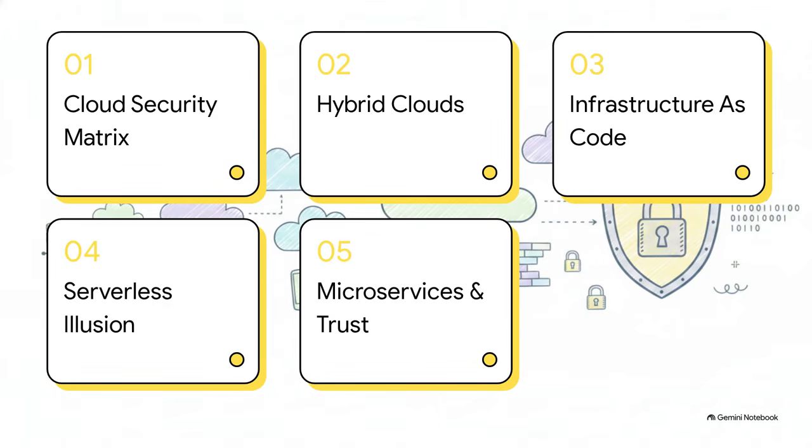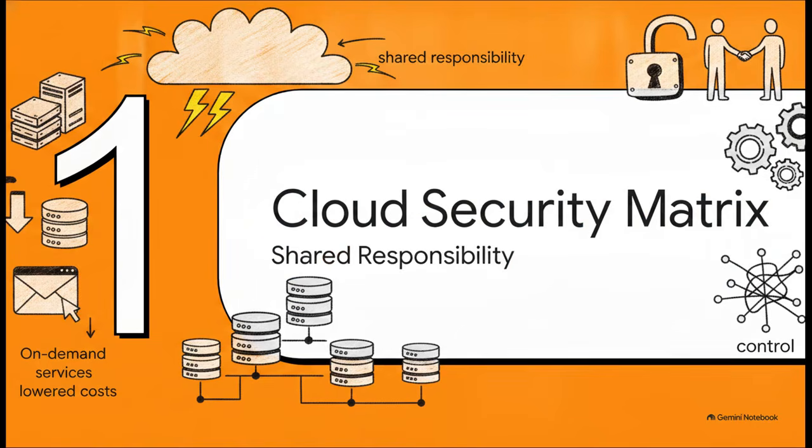Here's our roadmap for today. We'll be hitting the cloud security matrix, navigating hybrid clouds, infrastructure as code, the serverless illusion, and finally wrapping up with microservices and zero trust. Let's start with part one, the cloud security matrix, and this really important idea of shared responsibility.